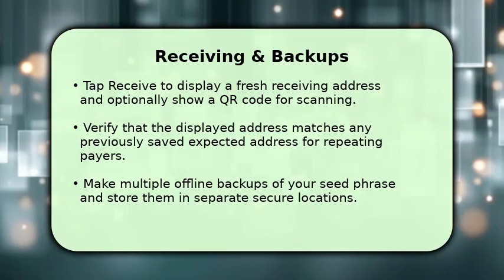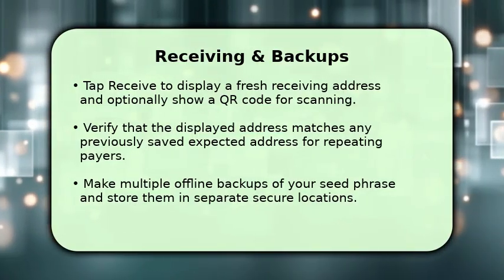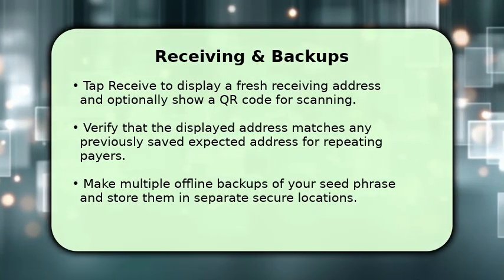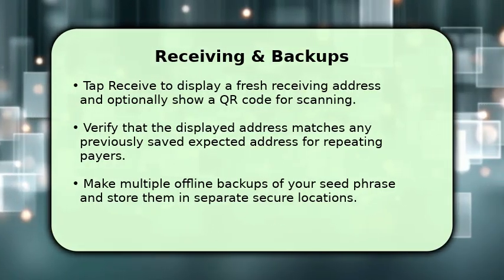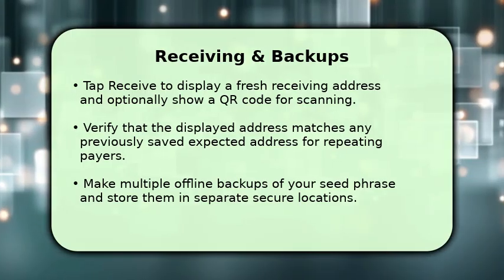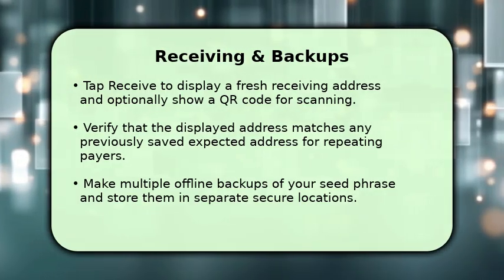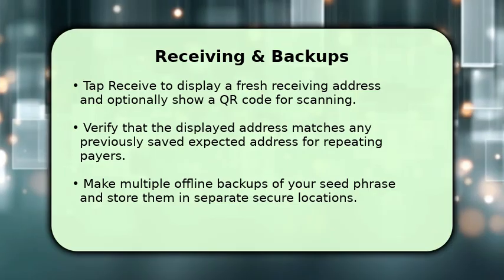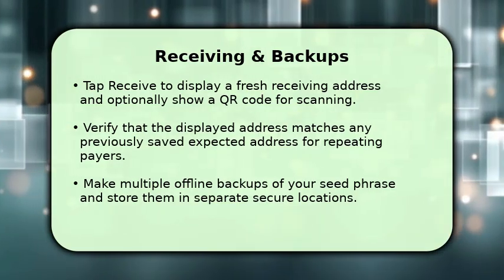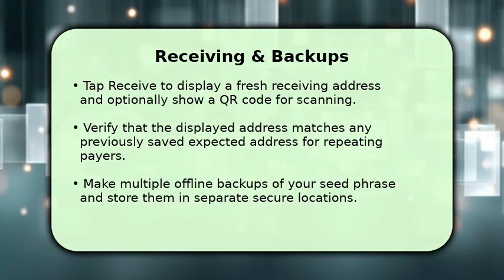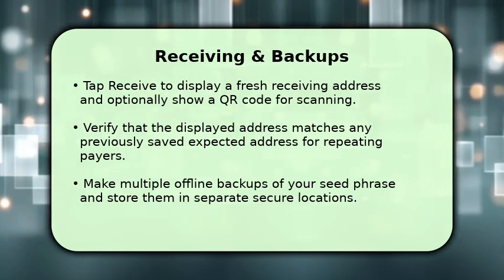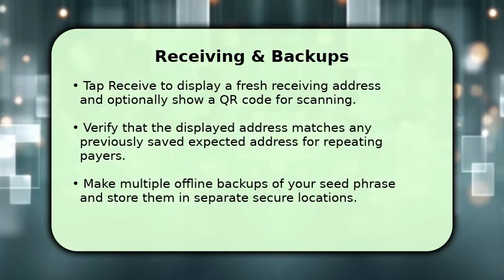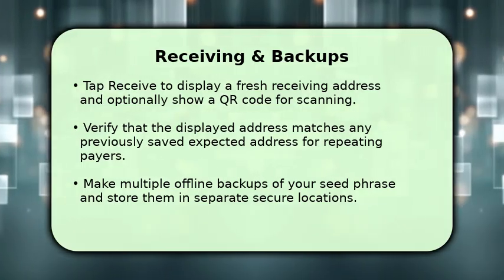To receive Bitcoin, tap Receive and present the displayed address or QR code to the sender, ensuring it matches any expected address. For recurring deposits, confirm that addresses align with your records. Always keep multiple offline backups of your seed phrase in different secure places to protect against loss or damage. Test your backups by restoring to a secondary device if possible, so you know your recovery process works before relying on it fully.